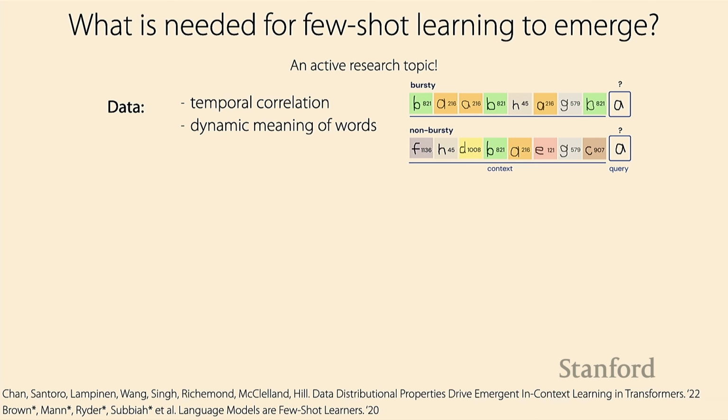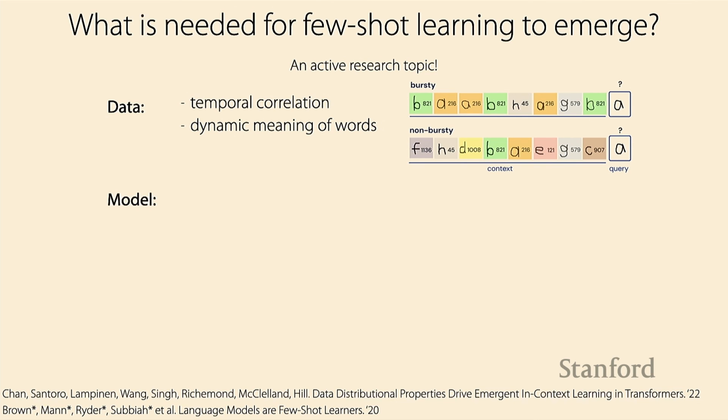They also find that having a dynamic meaning of words is helpful. If there's a word that means different things in different contexts, like the word wicked might mean something like evil in one context and something like really cool in another context. That can help with few-shot learning because that encourages the model to actually pay attention to the context when making future predictions.